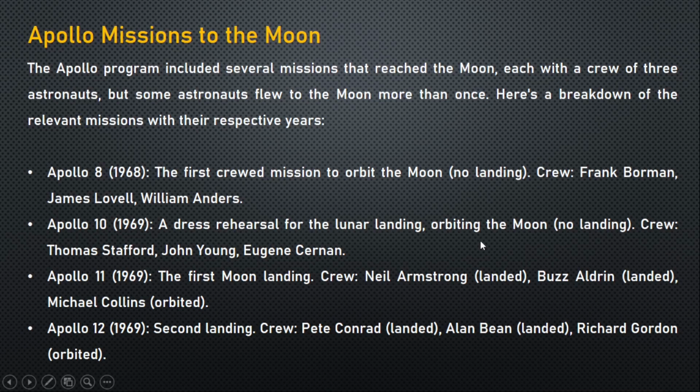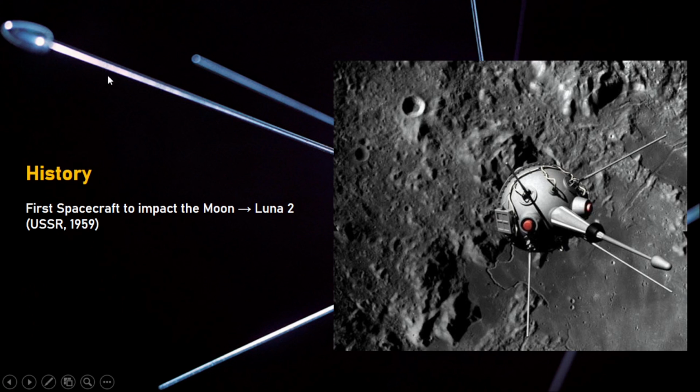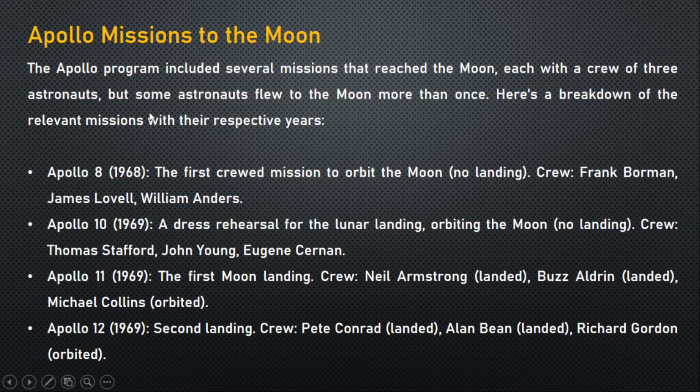Now, after the Russians, you have the Americans through the Apollo missions to the moon. The Apollo program includes several missions, about 9, that reached the moon, each with a crew of 3 astronauts. But some astronauts flew to the moon more than once. So I'm going to give you a breakdown.